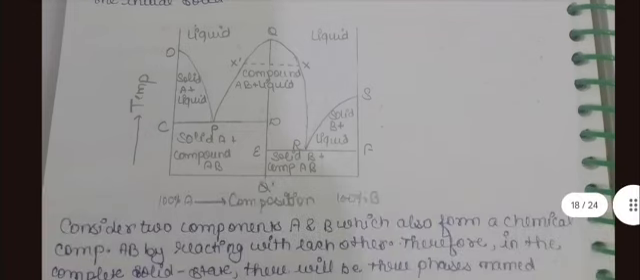System forming solid compound AxBy with congruent and incongruent melting point. System forming solid compound AxBy with congruent melting point. In this system, the solid compound melts sharply at temperature T with the same composition as in the initial solid.